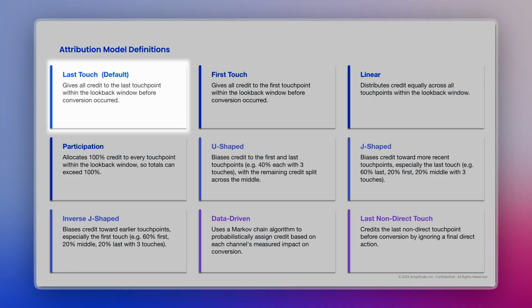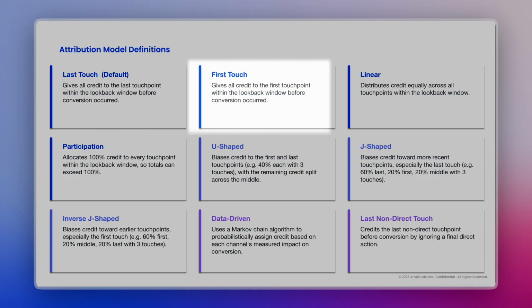So first we have our last touch model. Now this is actually our default model within Amplitude. So if you see default as the attribution model, it is last touch. And this gives all of the credit to the last touch point within the look back window before the conversion occurred. Then we have first touch. As you might expect, this gives all of the credit to the first touch within the look back window before the conversion occurred. Linear is going to distribute credit equally across all of the different touch points within that look back window.